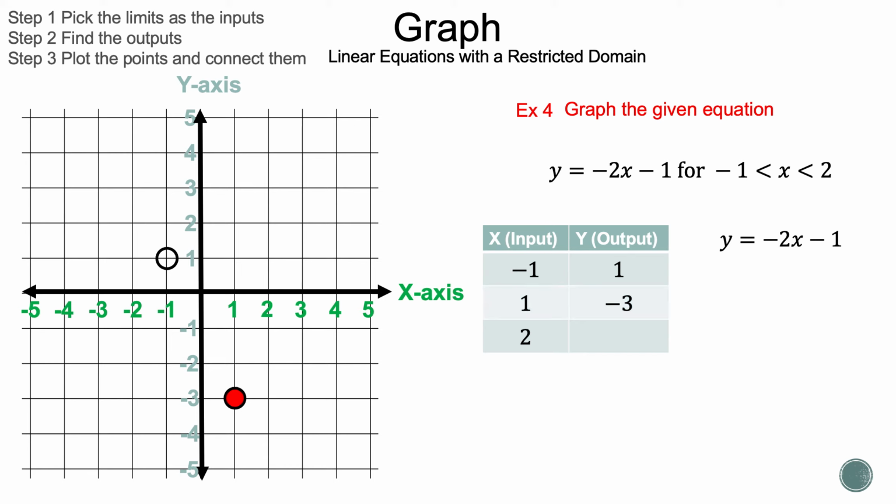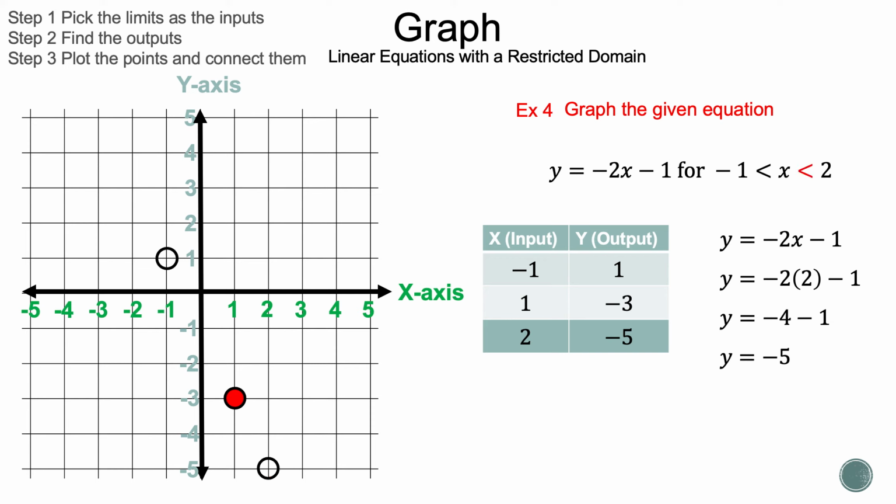Let's take a look at our last input value, which is 2. Let's go ahead and substitute 2 into the variable x. So now we have negative 2 times 2 minus 1. And the result of negative 2 times 2 is negative 4. So now we have negative 4 minus 1. And the result of that is negative 5. So we plug that value into the table. We have our point 2, negative 5. Let's go ahead and graph that point.